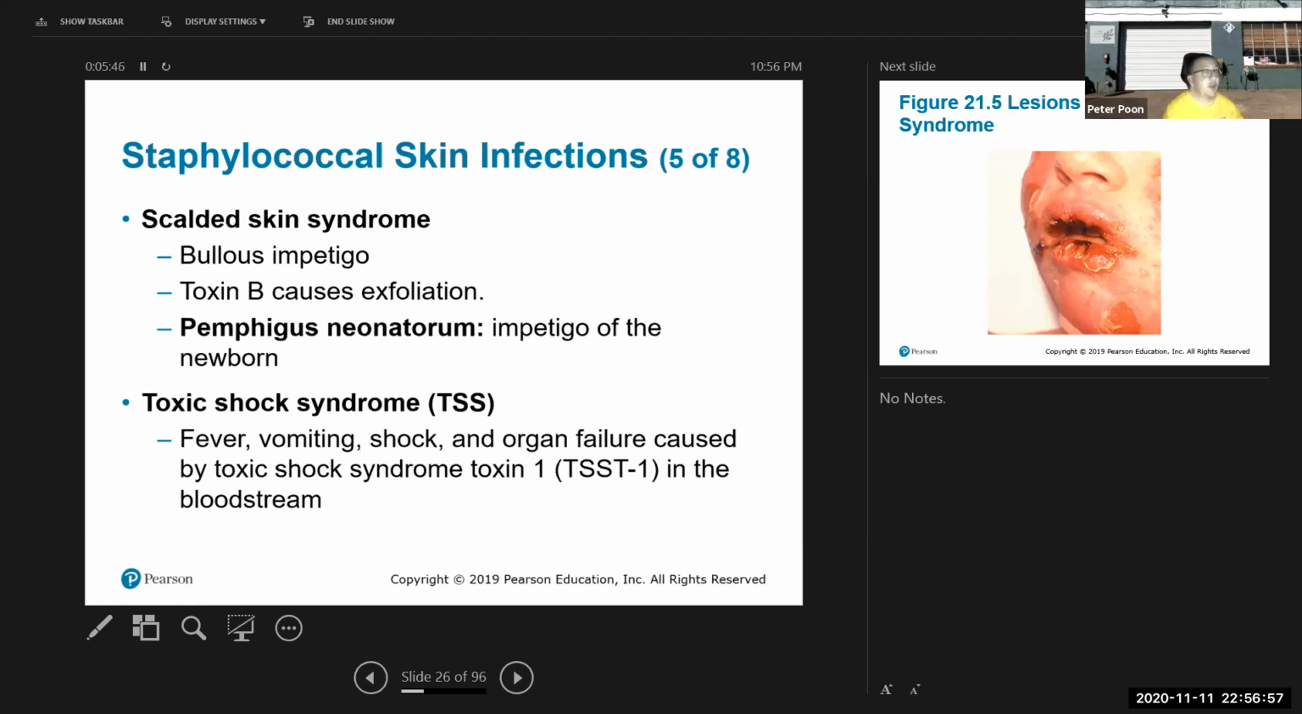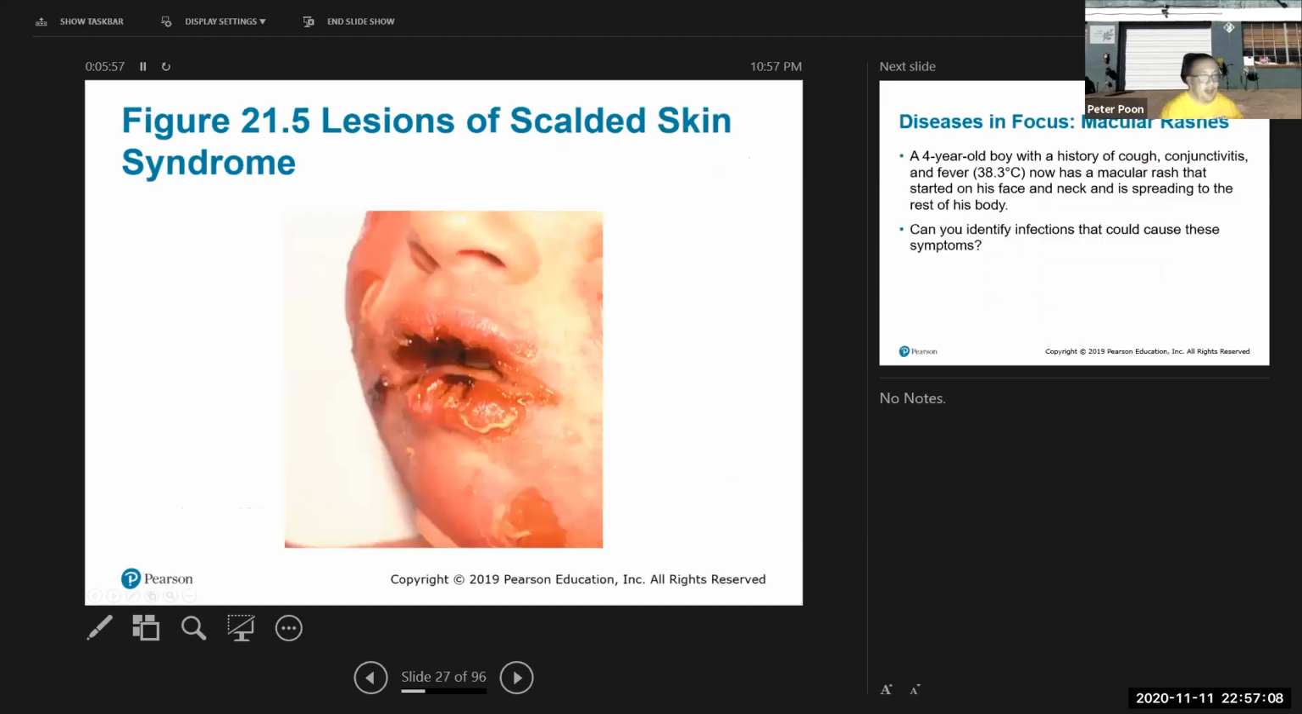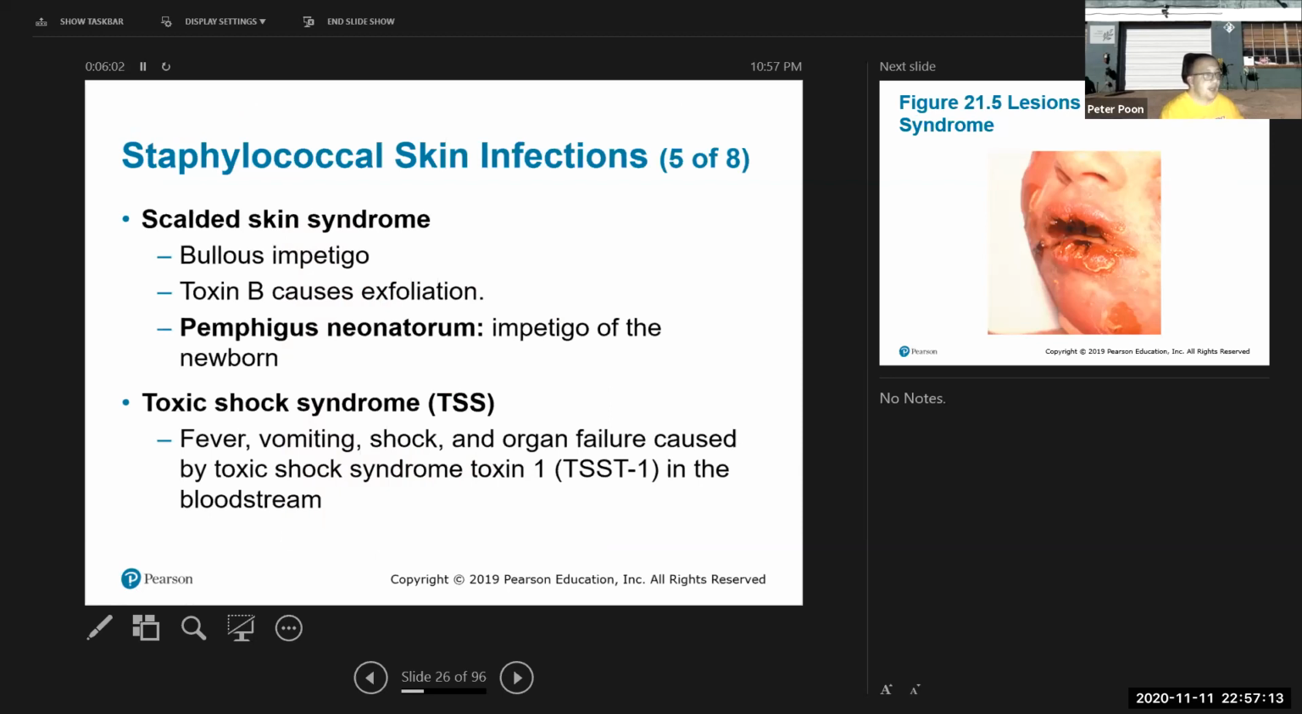Scalded skin syndrome actually looks like your skin was in hot water, even though it's not. It's not nearly as painful, but it looks like your skin is peeling. Toxic shock syndrome: fever, vomiting, shock, organ failure caused by toxic shock syndrome toxin in the bloodstream. I'll tell you about one really famous case of toxic shock syndrome.